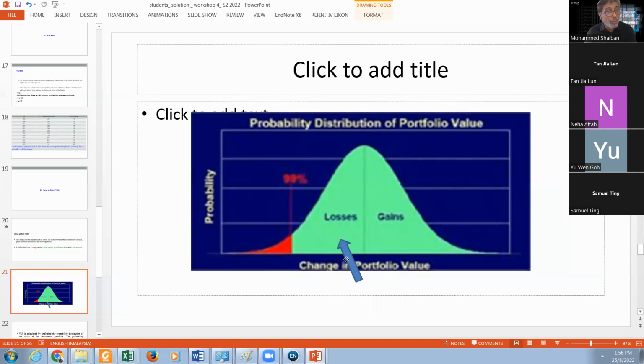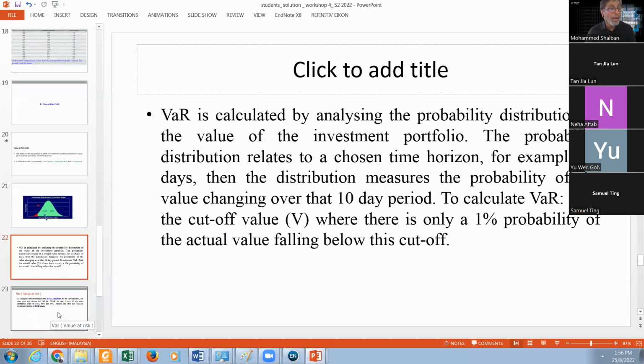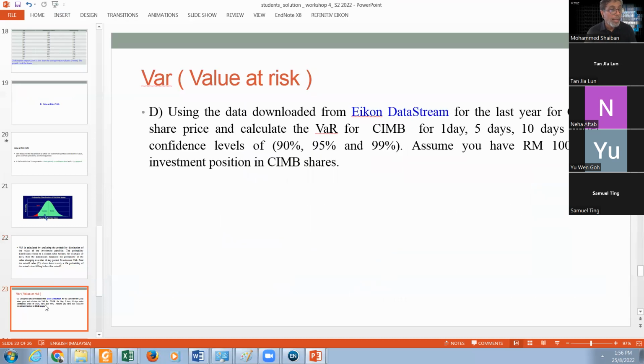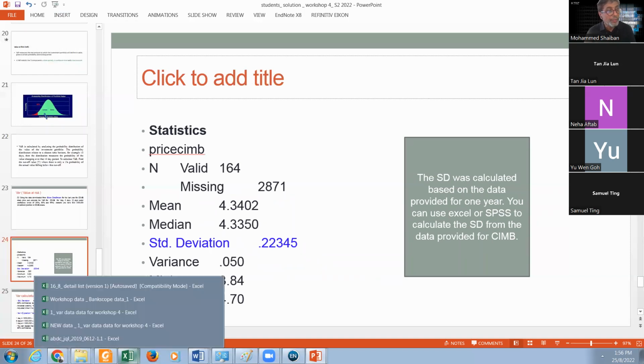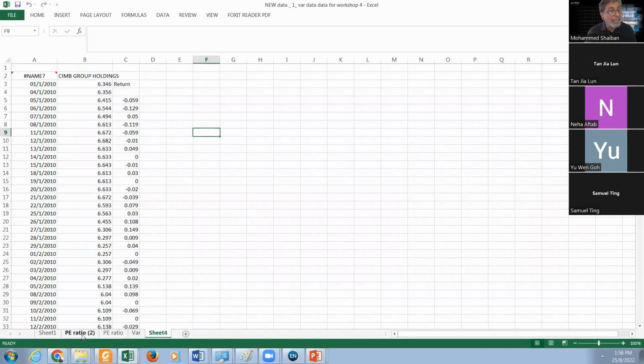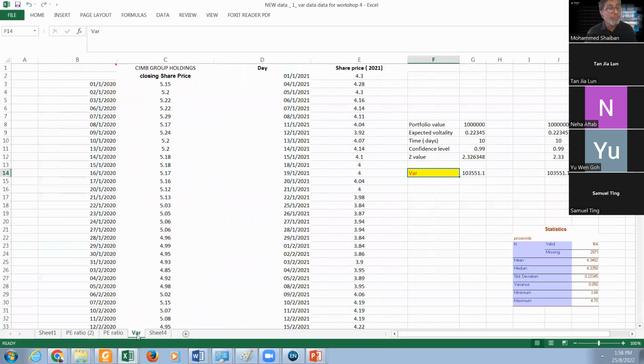And therefore, we need to measure this one, and we see what is the value at risk. So in this case, this is how we explain it. And therefore, I use the data which I wrote for you here. The data, you can calculate it very easily.